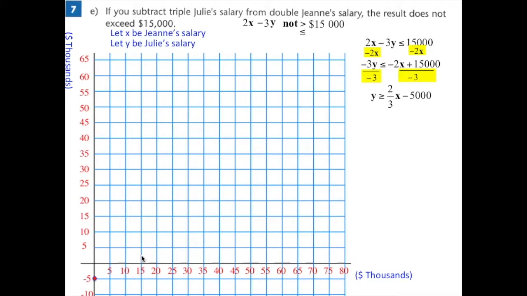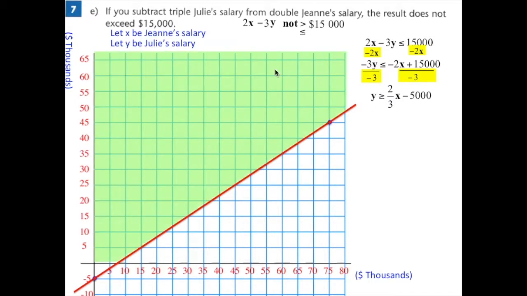Over 3,000 up 2,000, same thing. So over 3 up 2, over 3 up 2, over 3 up 2, over 3 up 2. So right about there. I like to get my points really far apart because it makes them easier to graph, like that. And it's a solid line because it's greater than or equal to. Because it's greater than, we're going to shade above, like that. Any point in this shaded region is going to satisfy this inequality.